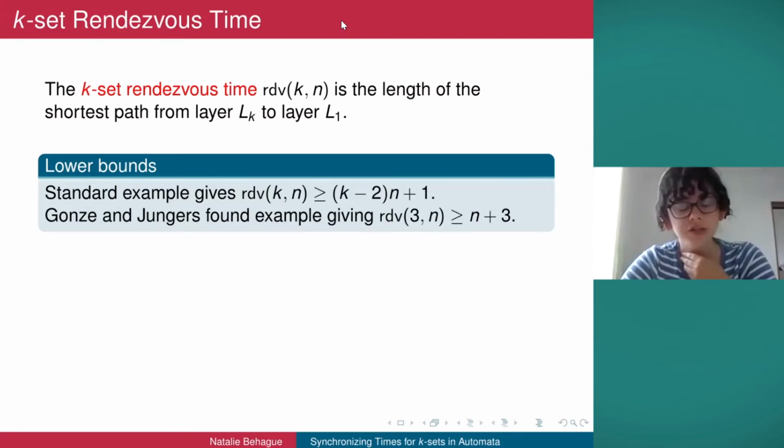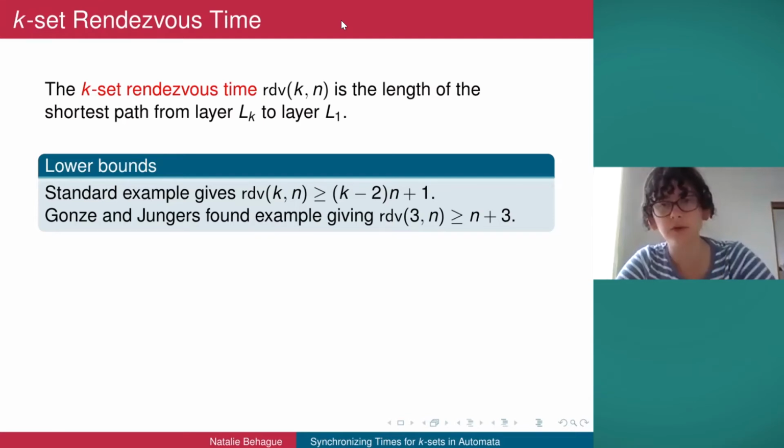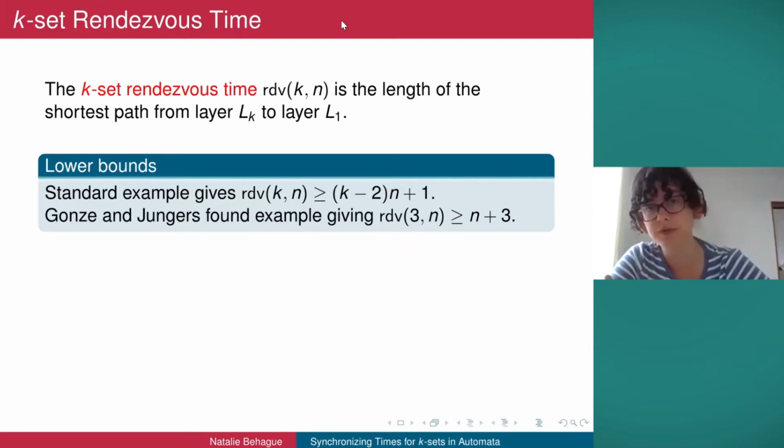Gonzer and Jungers actually showed, which is kind of surprising, that for the k-set rendezvous world, the standard example doesn't always give you the best lower bound. So they found an example where the number of steps to squash down from a triple to a singleton, even when you got to choose your best triple to squash to a singleton, took n+3 steps, which is only 2 more than the standard example, but it's kind of interesting that the standard example isn't giving us the best bound.